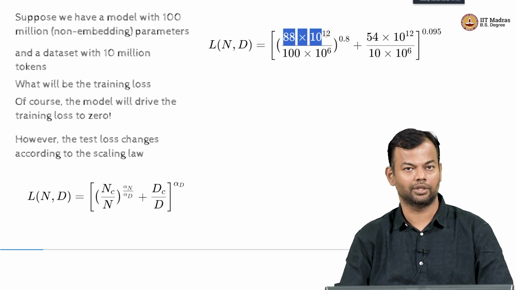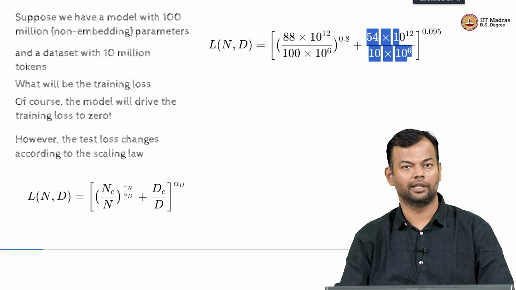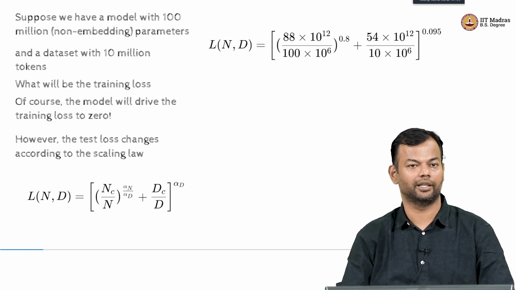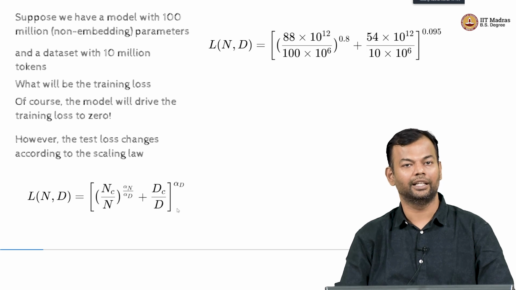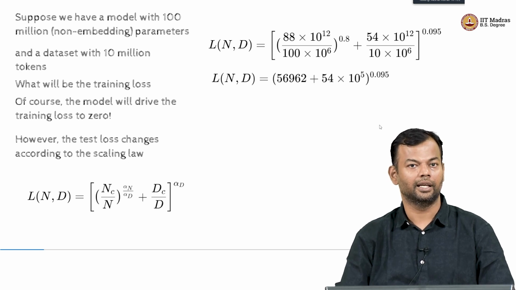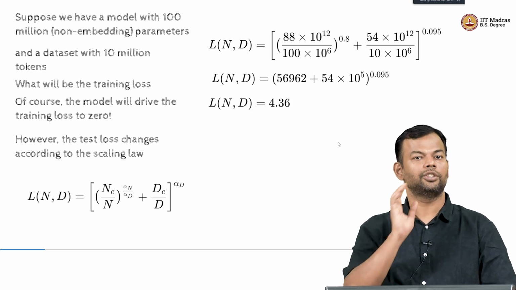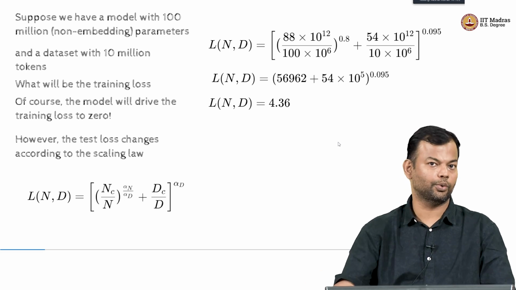So this was the constant which I had shown on the previous slide. This was also a constant. All the powers, 0.8, and this 0.095, are also constants. And in the denominator you have n, which is 100 million, so 100 into 10 raised to 6, and the data, which is 10 into 10 raised to 6 tokens. And if you plug in these numbers, you get the answer as 4.36. So this is what your test loss is going to be.